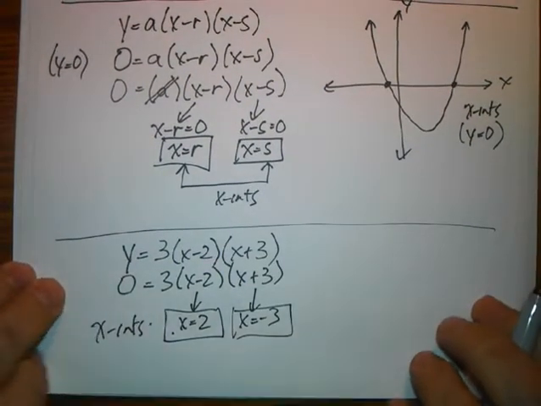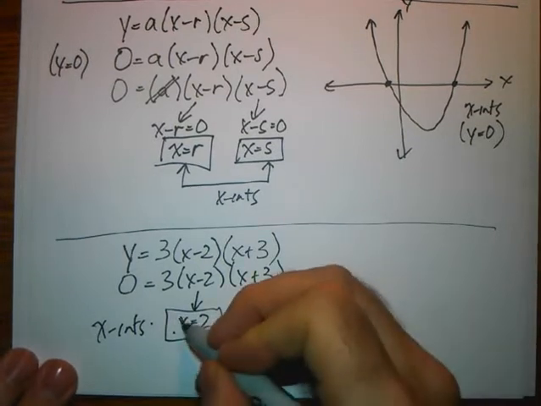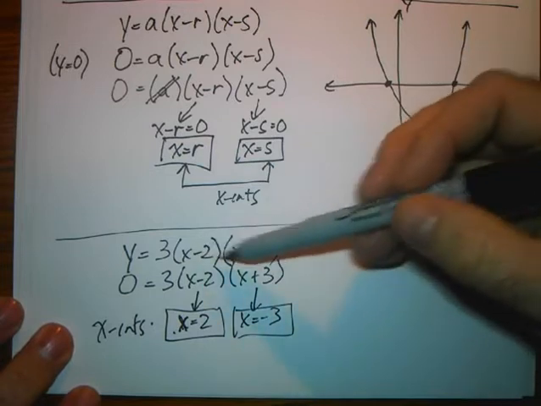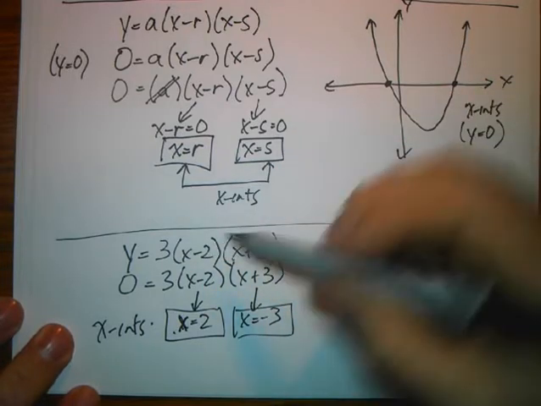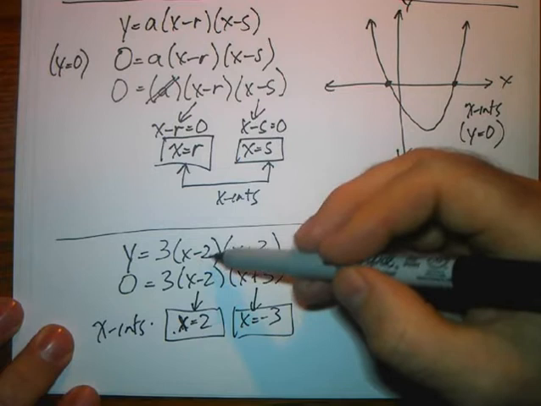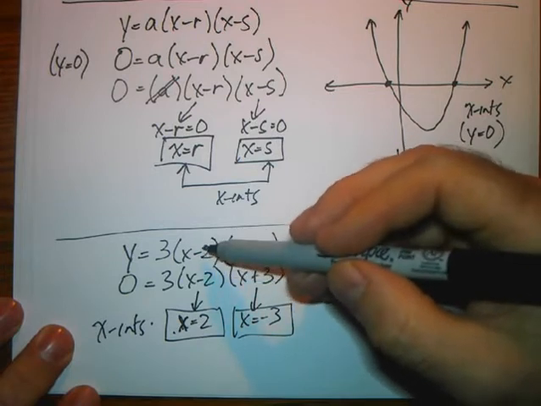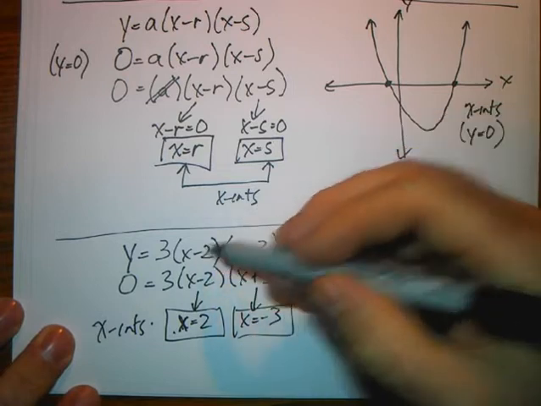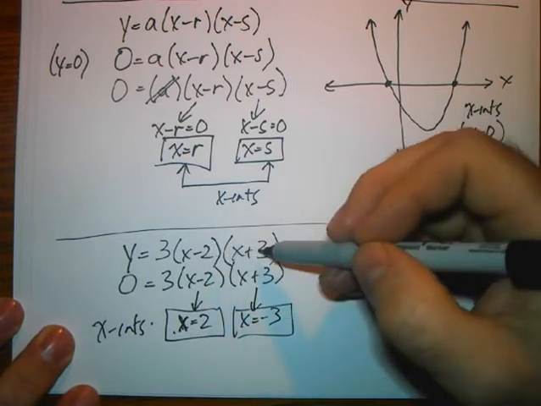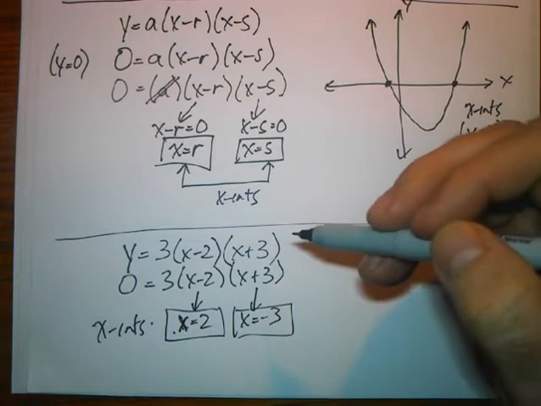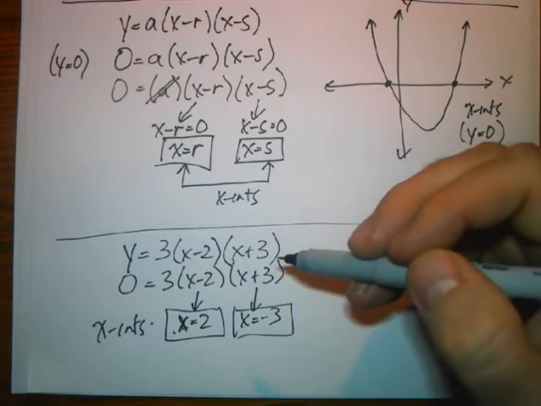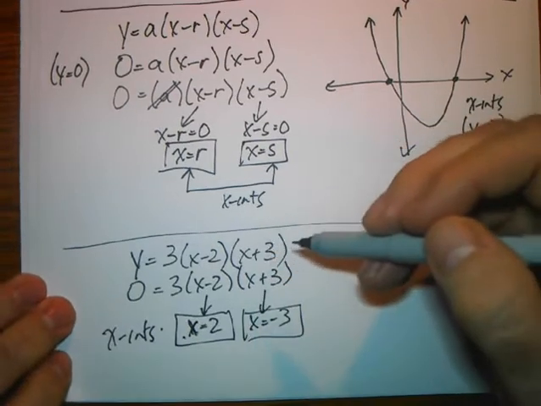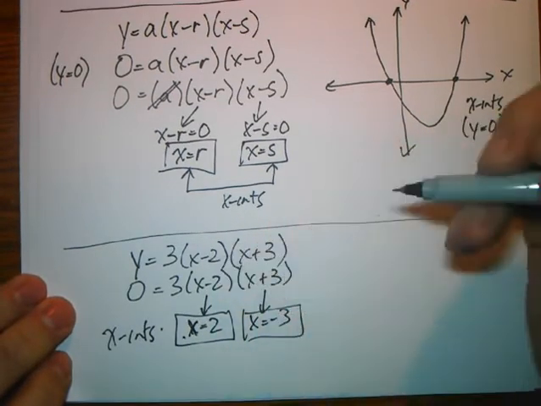Okay, and I'm sure most of you, once you start the questions on this section, will eventually look at this and go, oh, whatever the opposite sign of this number is, or the opposite sign of that, that's going to be my x-intercepts. So in this case, it would be x equals 2, x equals negative 3. So that's the shortcut I was talking about. But it doesn't always work. I'll show you an example of something that doesn't work that easily later on.